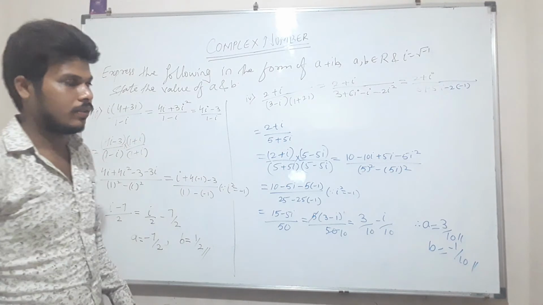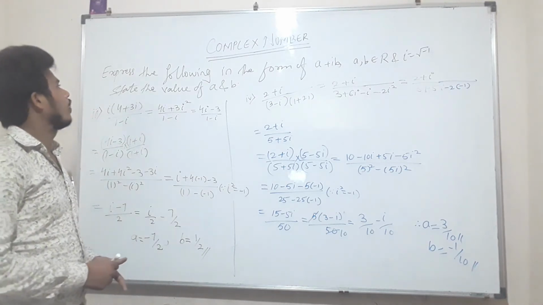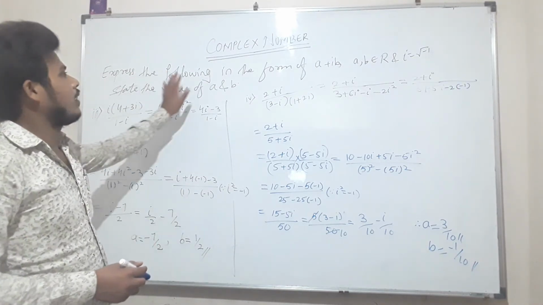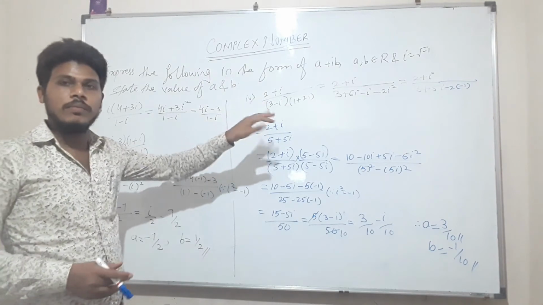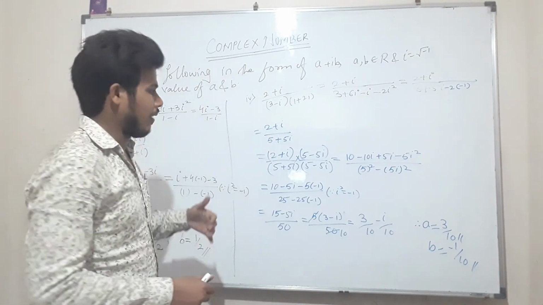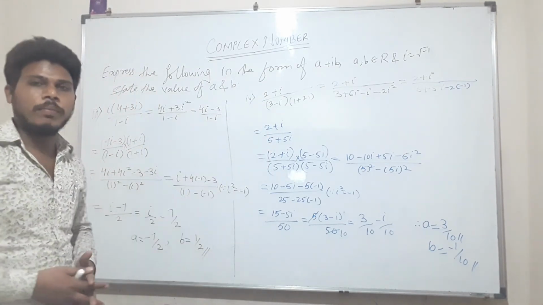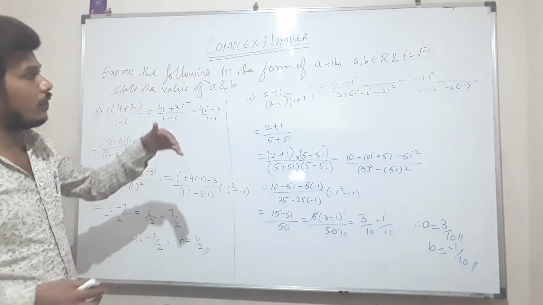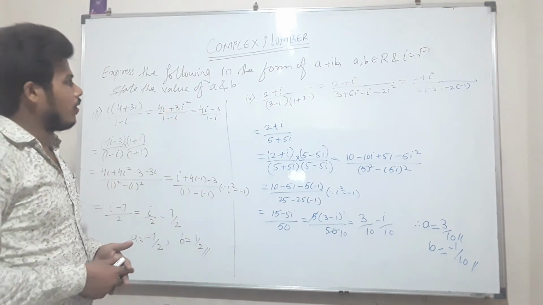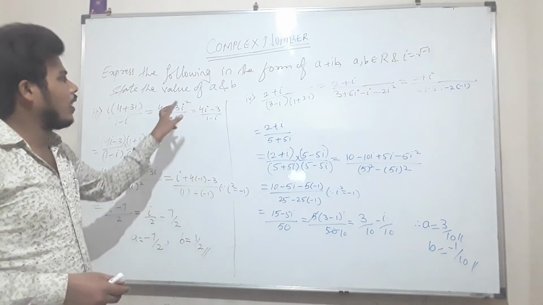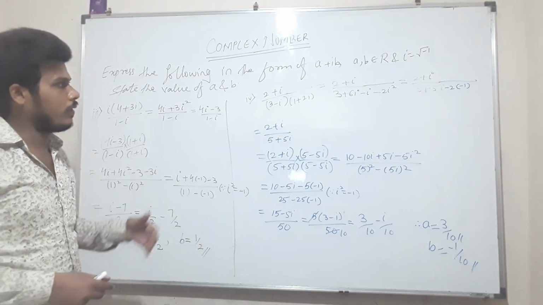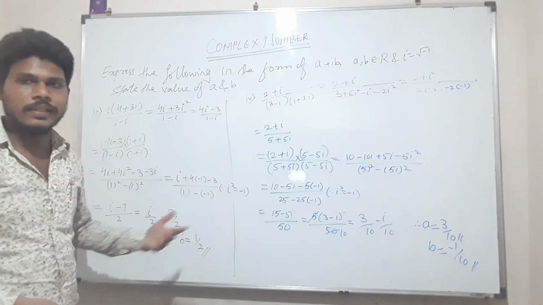Okay, so we can solve this question. It means: express the following in the form a plus ib. You have to convert multiplication or division of complex numbers into the form a plus ib, and then write the values of a and b. So we can solve these types of sums in this way.